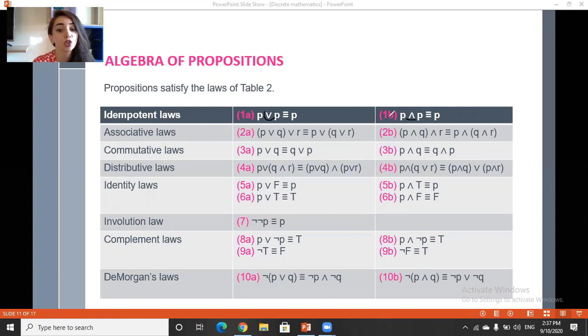I recommend you to understand these laws clearly, read these laws, and if you have any question, please tell me. We will use these laws in our next lessons, so you should learn this carefully. And look, please, the negation of true is equal to false. The negation of false is equal to true. The negation of negation P is equal to P again. This is an involution law. So read this carefully. And let's continue.